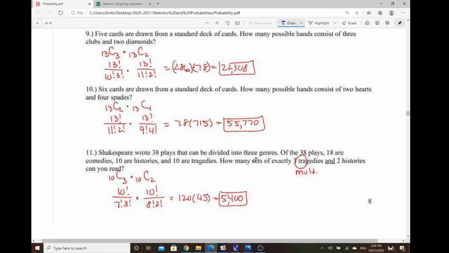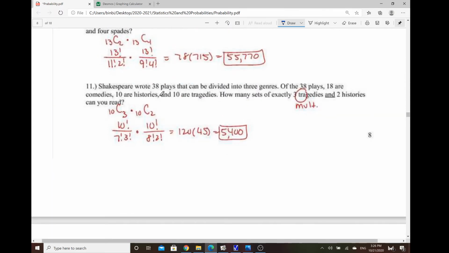So the next one is quite similar. Shakespeare wrote 38 plays, and they can be divided into three genres. Of the 38 plays, 18 are comedies, 10 are histories, and 10 are tragedies. How many sets of exactly 3 tragedies and 2 histories can be read? Okay, so let's find the combinations.